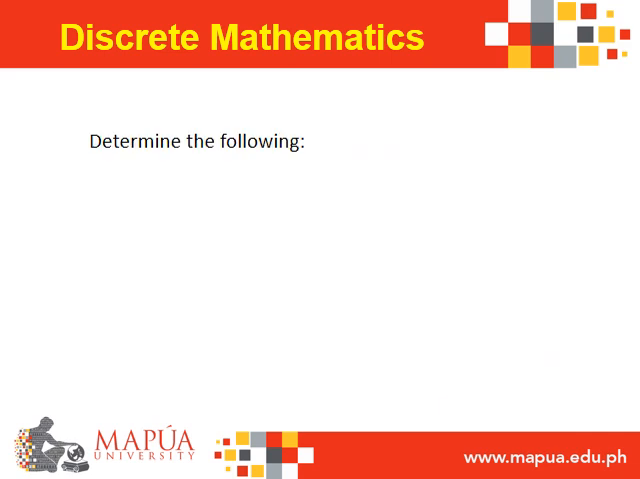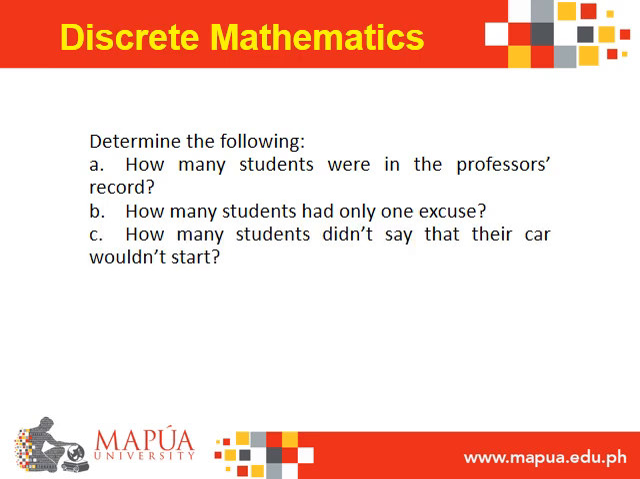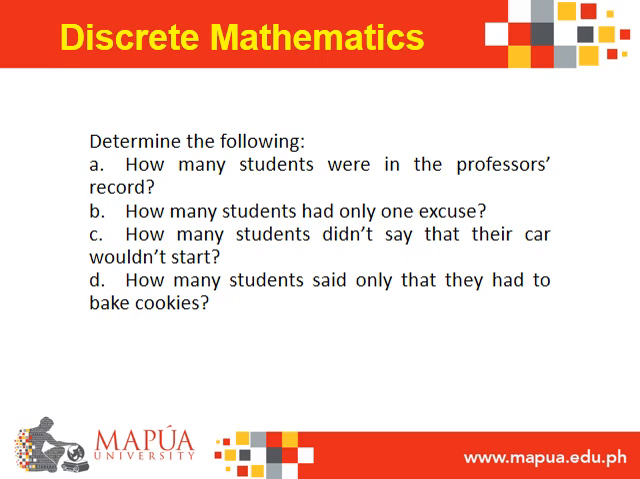From this problem, if we are then asked the following, how many students were in the professor's record? How many students had only one excuse? How many students said their car did not start? How many students said only that they had to bake cookies? And how many students had exactly 2 excuses?